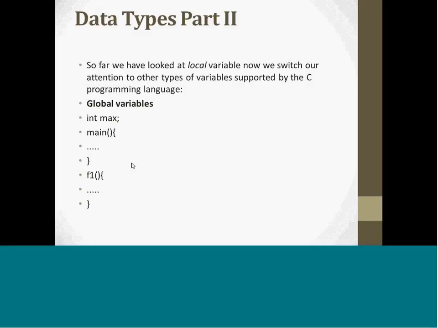A global variable goes through the whole program, and you can access it in the main function and also in function f1. Any changes will be seen by both functions.